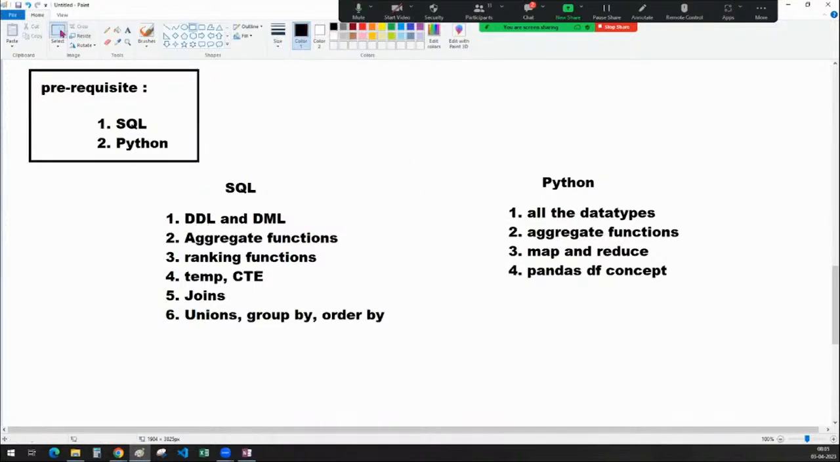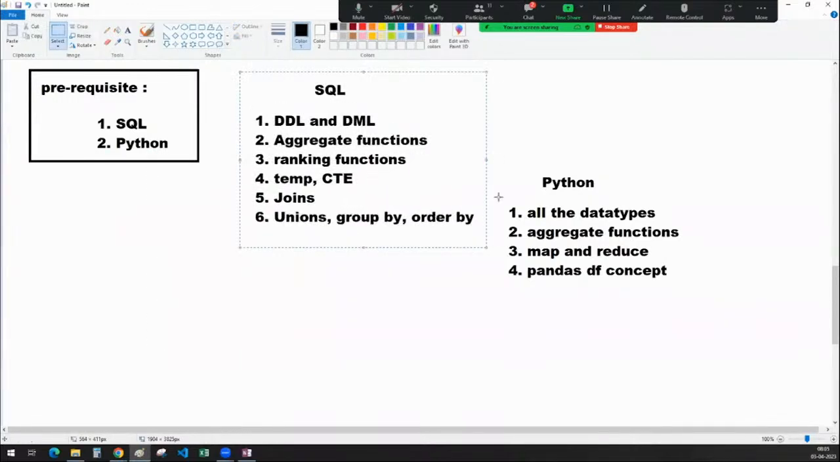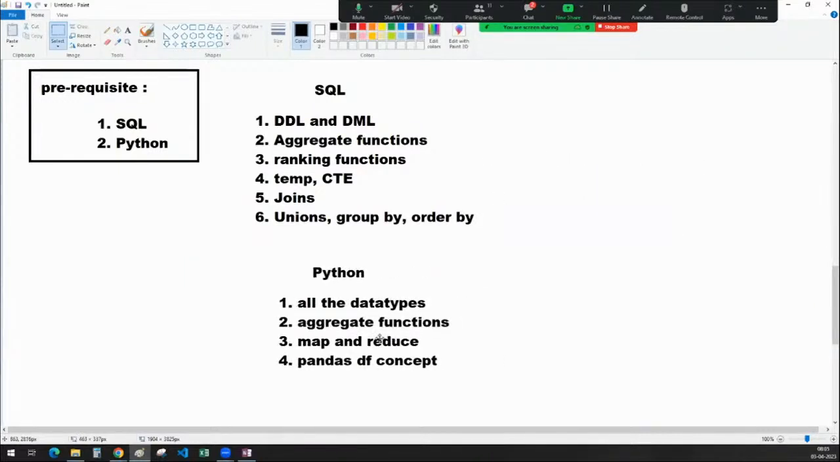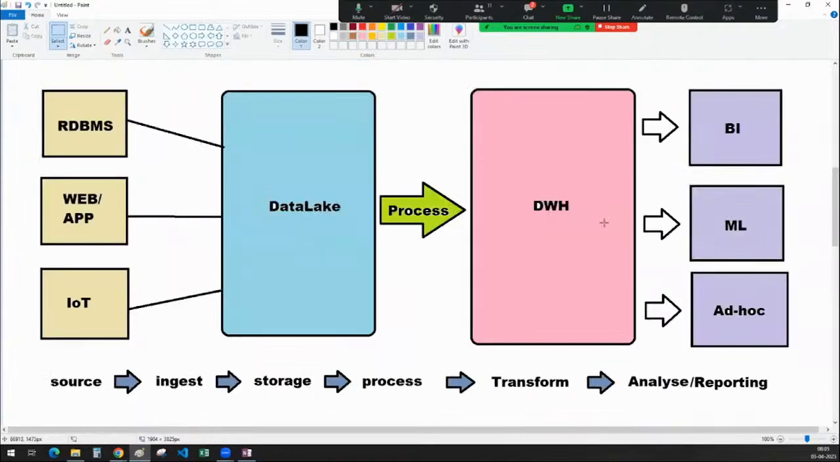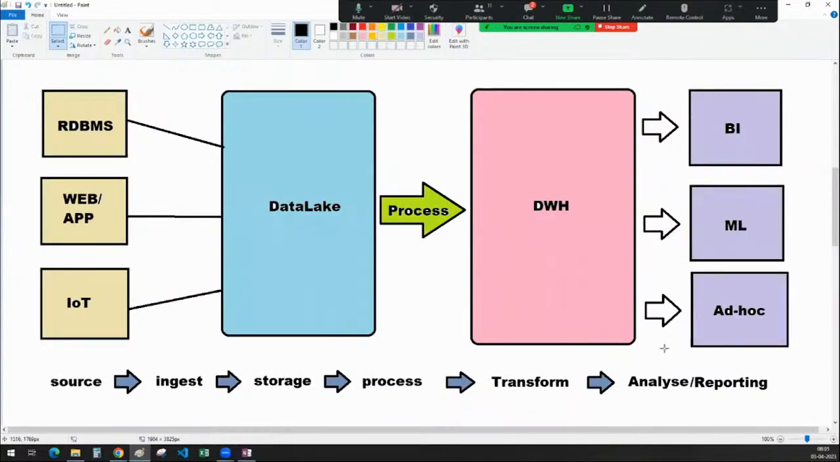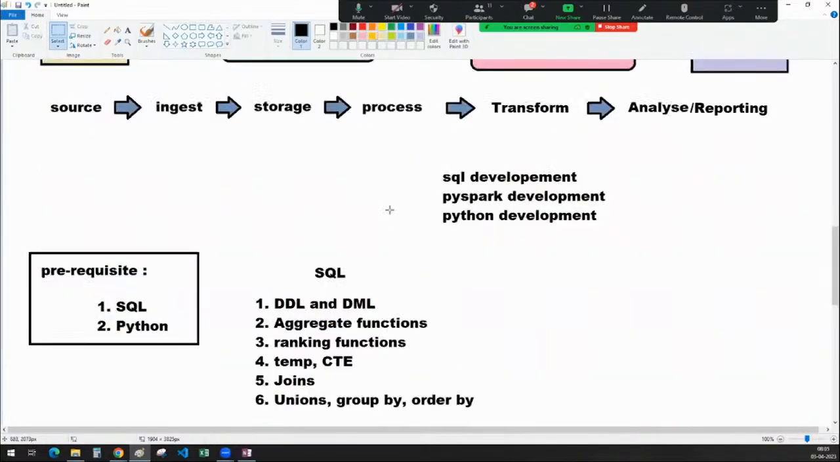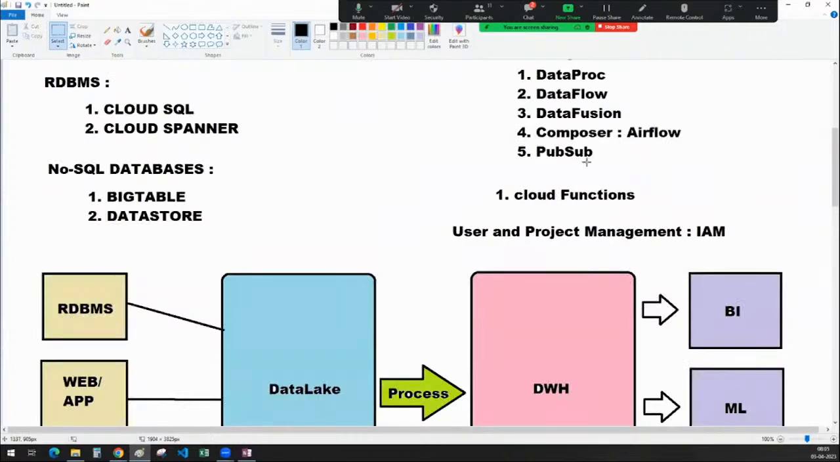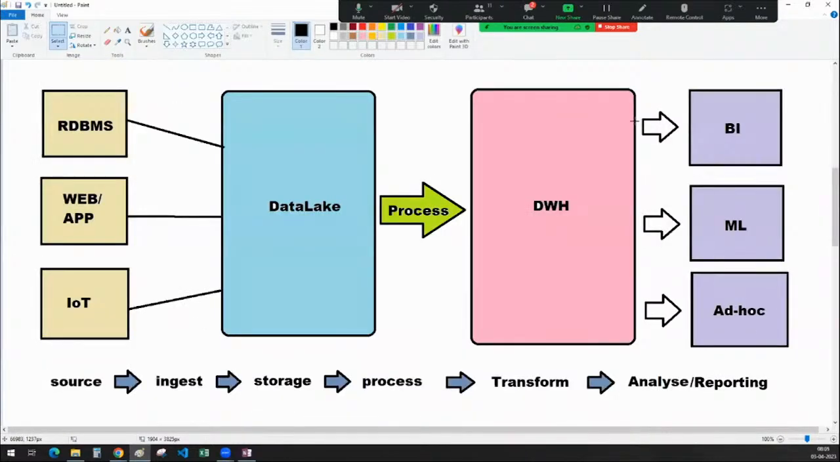If you ask, sir, what are the concepts that I have to go through before attending these sessions, what are the things that I have to recapitulate? These are the things you recapitulate, guys. Go for a recap. And we will be learning SQL development, Python, PySpark, all of these things. No worries, because SQL will be used in most places. Python will also be used in most places.